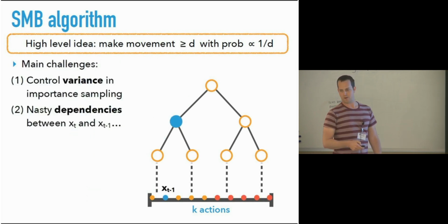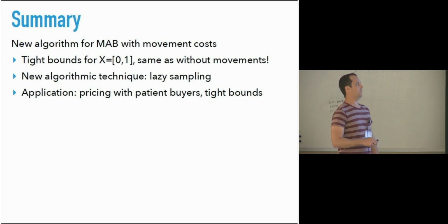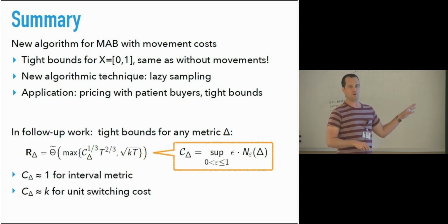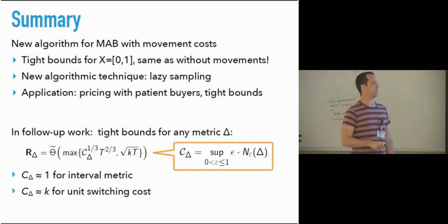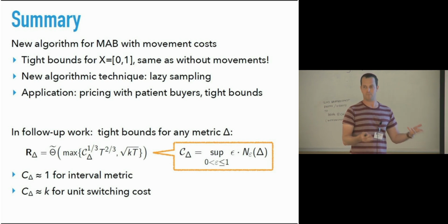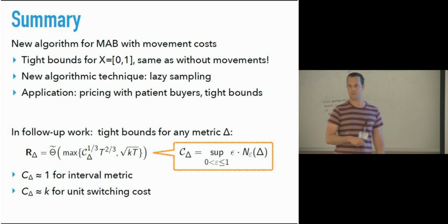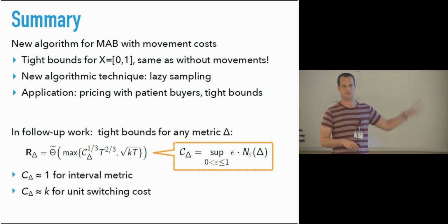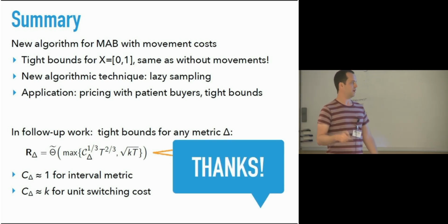I will stop here. And I will just mention that in a recent follow-up paper, we extend these bounds for any finite metric space, and the complexity measure looks now like this. This is the complexity measure of the metric. It has to do with the covering and the packing numbers of the metric. I will be happy to elaborate on this offline. That's all I have to say for now. Thank you.